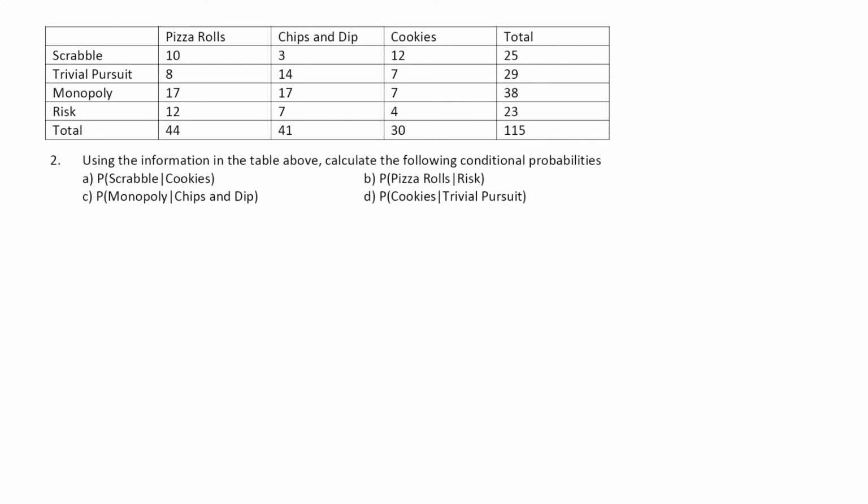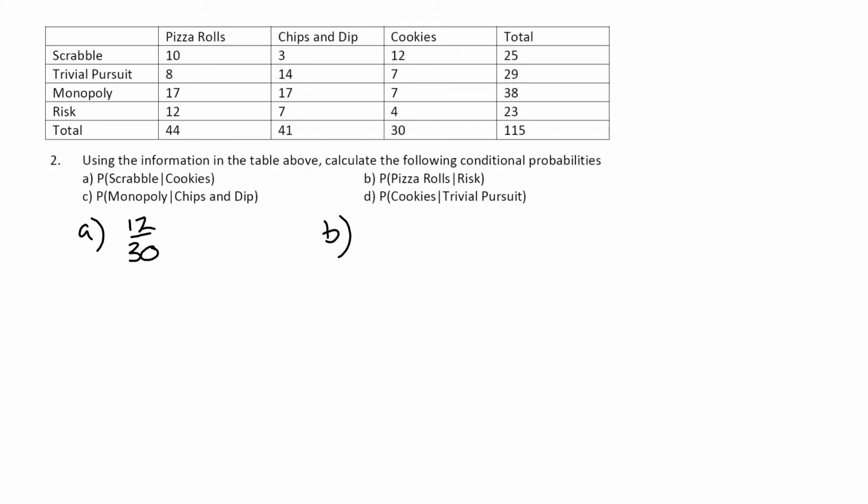Question 2. Using the information in the table above, same table as question 1, calculate the following conditional probabilities. So this time, we have a given showing up in each of the probability statements. Given means as soon as we see it's given cookies, that means we're reducing our interest to just the cookies column. So part A, the probability of Scrabble, given cookies. So we've looked for the Scrabble number, and we're going to put it over the cookies number.